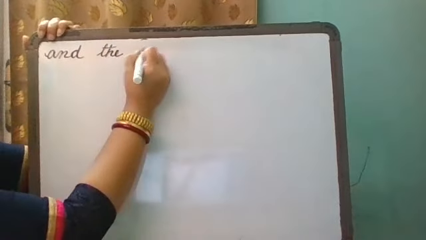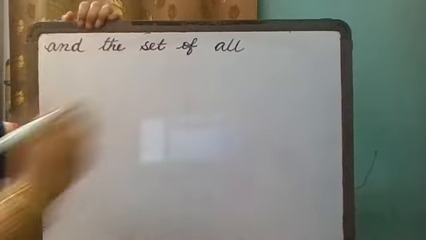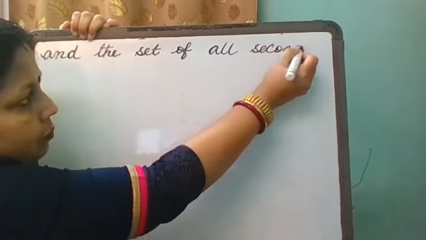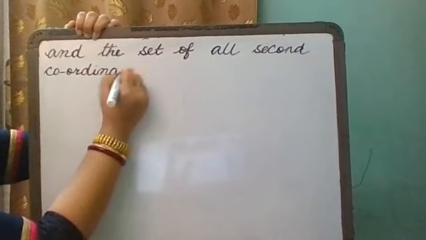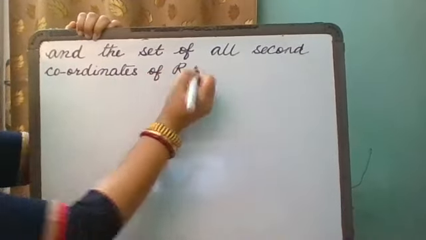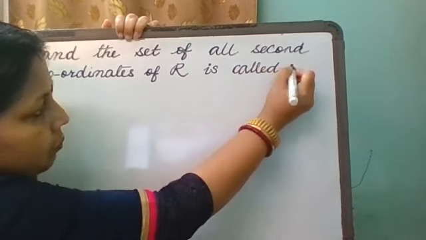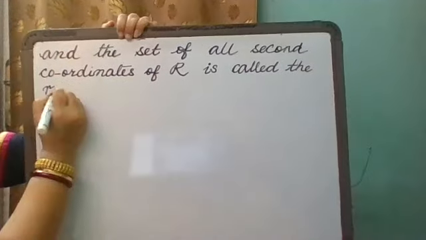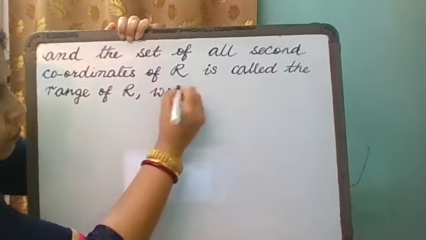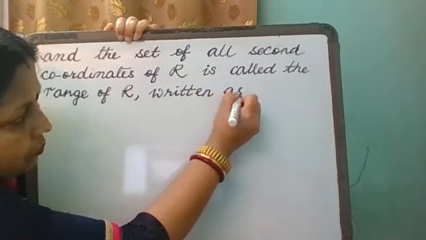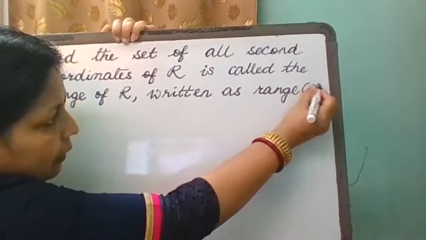And the set of all second coordinates of R is called the range of R, written as range of R, capital letter R. I'll give an example, then I'll explain.